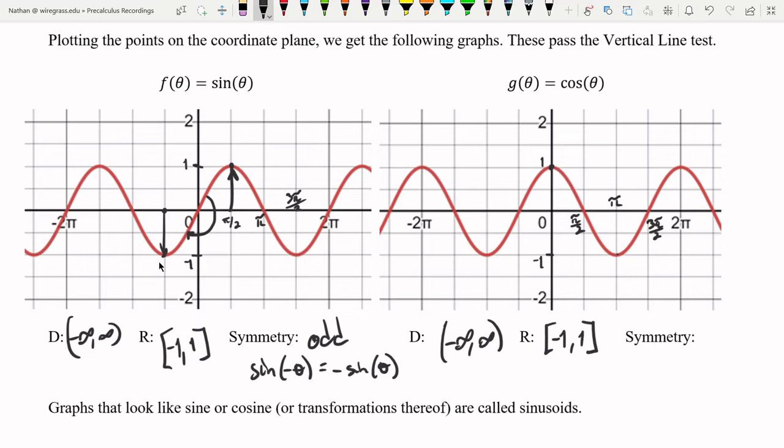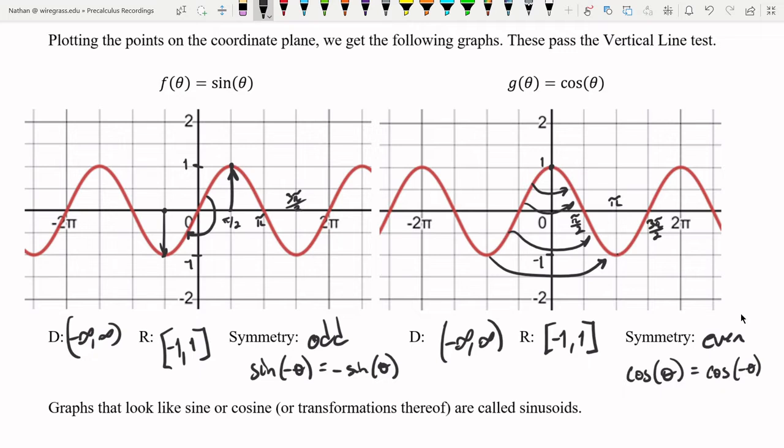So the negative of -1 is +1. For cosine, you can flip this over the y-axis, and you get the exact same thing. That is even symmetry. And this really means that cosine theta equals cosine of negative theta. That's just even symmetry.